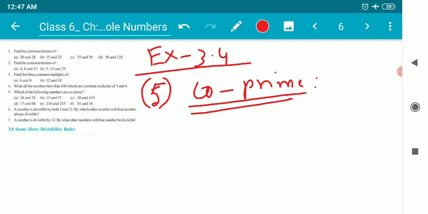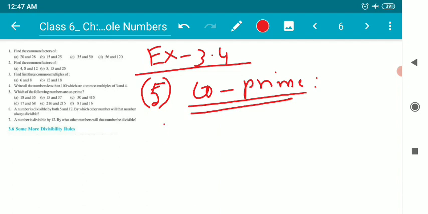What is a co-prime? When one is the only common factor between two numbers, I repeat, when one is the only common factor between two numbers, they are called co-primes of each other.